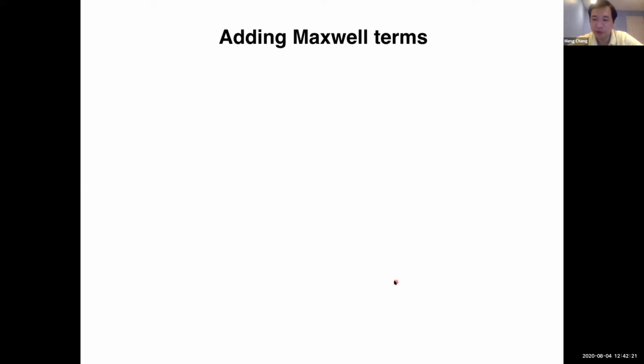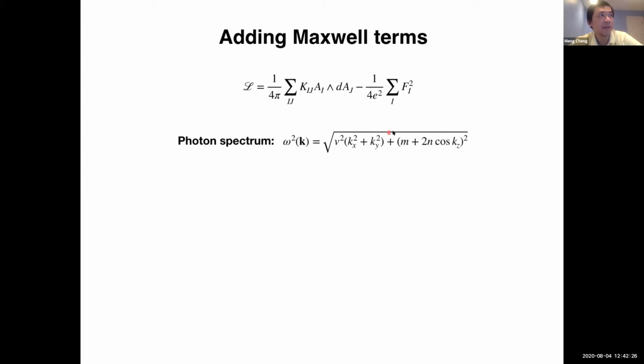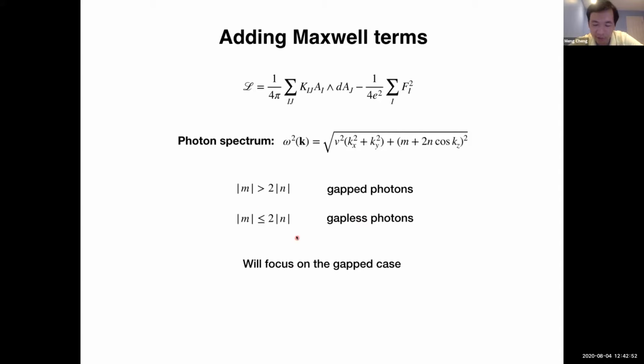Okay, so before I go further, I want to just mention that to understand the generic feature of this model, we have to add Maxwell terms. And once we add Maxwell terms, we can calculate the photon spectrum. And it's only gapped when m is greater than 2n. In the other case, the photons are actually gapless. So I'll focus on the gapped case, and I don't have anything to say about the gapless cases.